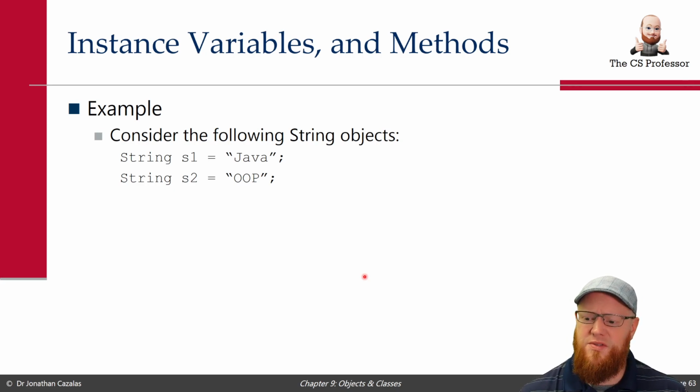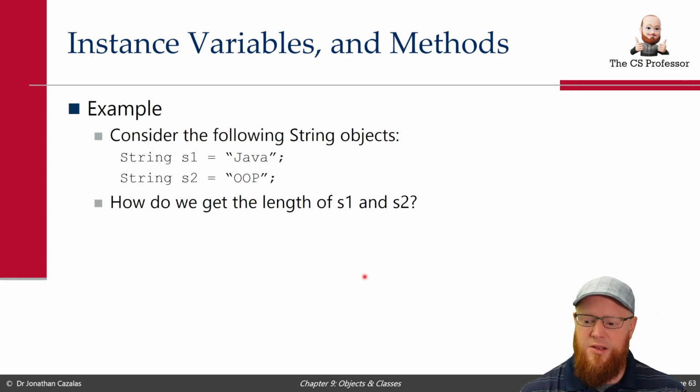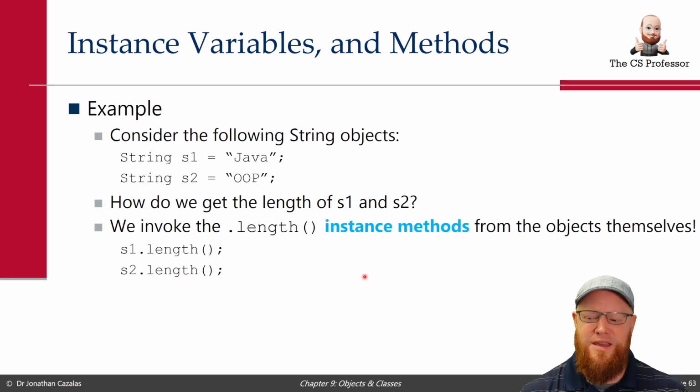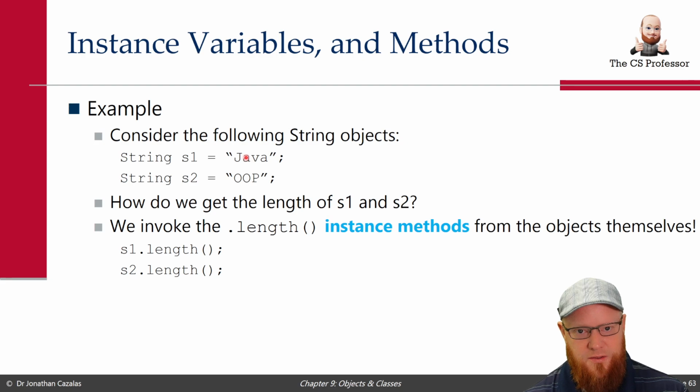Look at this example we've seen many times. Consider the following two String objects. We have String s1 equals "Java", String s2 equals "OOP". How do we get the length of s1 and s2? A very easy question, right? We get the length by invoking the length instance method from those individual objects themselves. We would say s1.length(). That would give us 4. s2.length() would give us 3 for OOP.